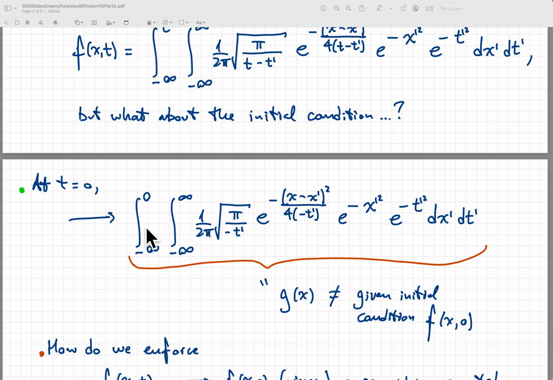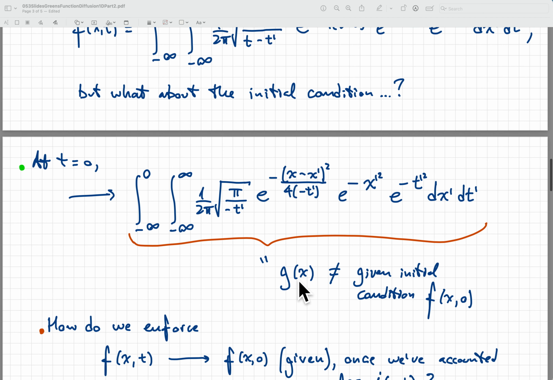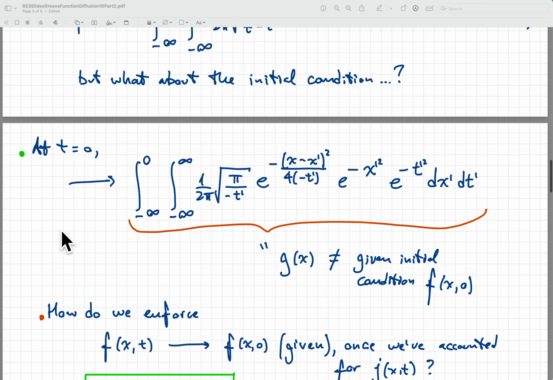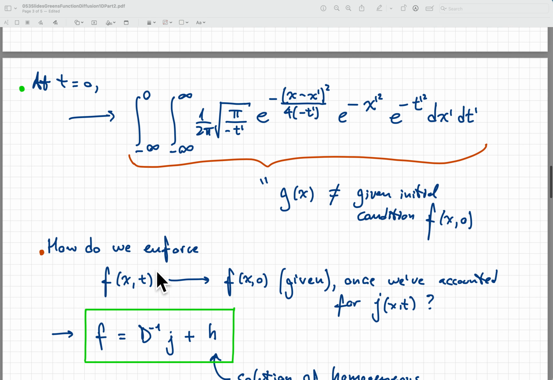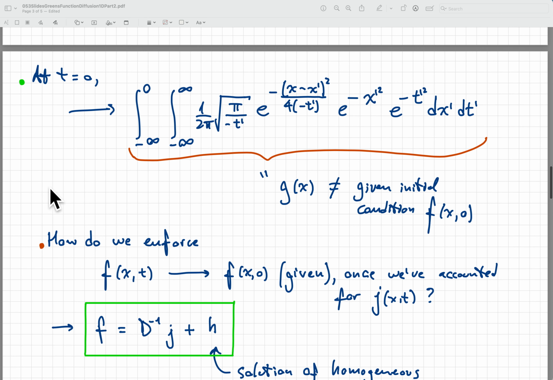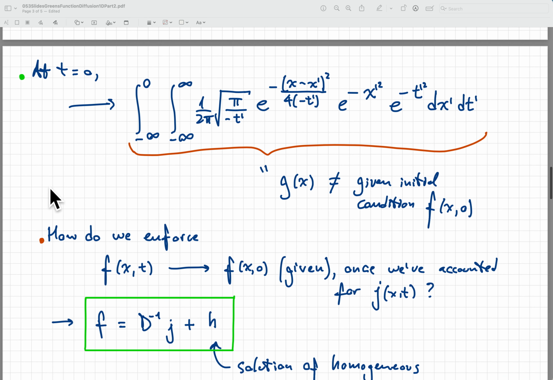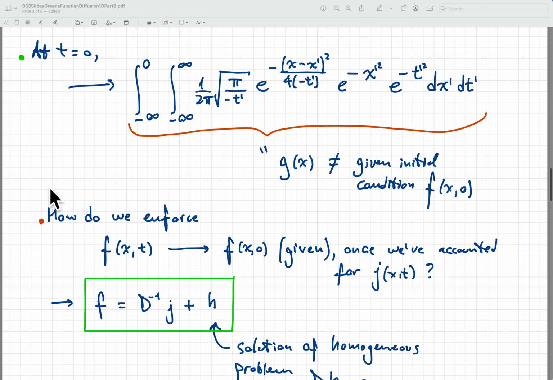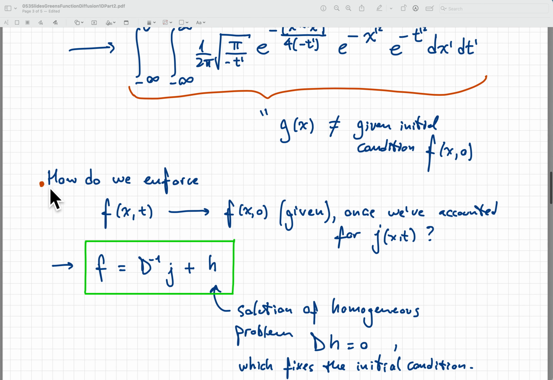So this is a function of x once the integral is done, and it's not in general going to be equal to any initial condition that's given to us. And so we need to correct for that. So how do we enforce then that our solution f of x comma t goes to a given form f of x comma 0 once we've accounted for j already, because that's what the Green's function does. The Green's function helps us to account for j, but it sort of messes up the initial conditions f of x comma 0. So how do we fix that problem?